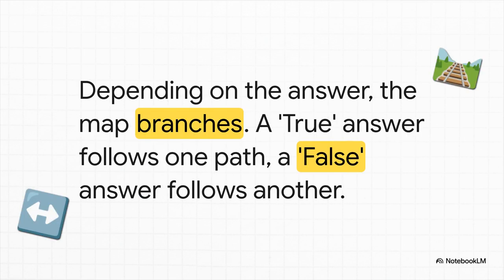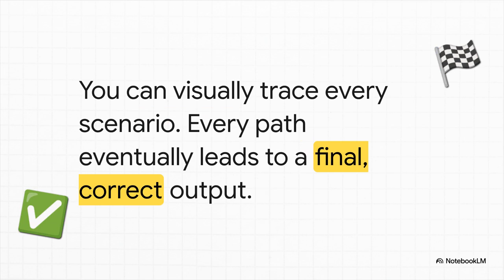And right there, depending on whether the answer is true or false, the map literally splits. The flow branches and goes down a completely different path to the next logical question. And that right there, that is the power of a good flowchart. You can visually trace every single possibility and see with your own eyes that no matter which numbers you start with, every path eventually leads to one final correct answer. There are no dead ends. The logic works.